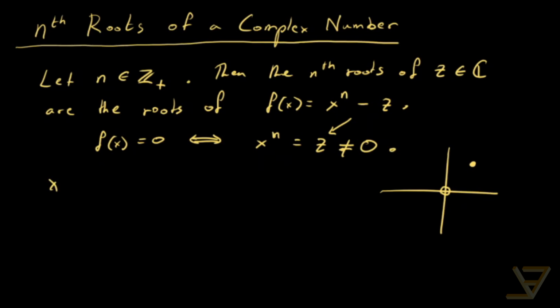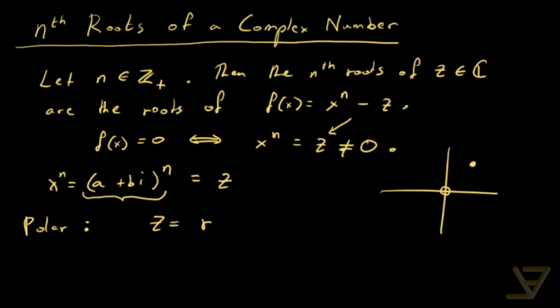Now, one idea is to set x equal to a plus bi and take it to the power of n and set that equal to z. But this is not a very easy method, because taking the power of the rectangular form is messy. So what we're going to do is use polar form instead. We're going to set z equal to r e to the i theta, and we're going to say that x is equal to s e to the i phi. So that's a general way of representing the nth roots.